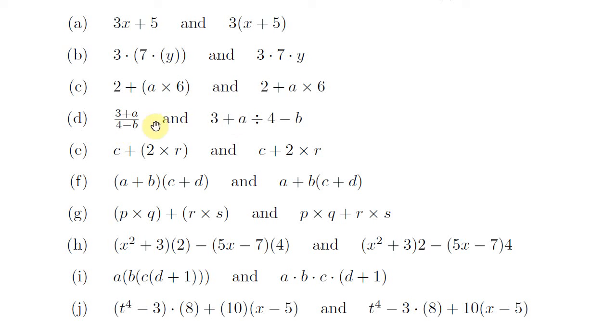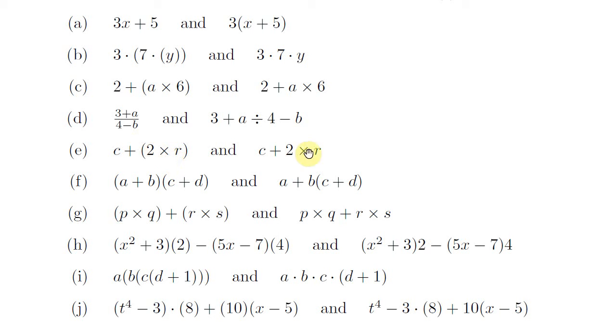In part D, these two expressions are actually not the same because in this second expression, the division happens before the addition or subtraction. And over here, what happens is this expression 3 plus a divided by 4 minus b, you could actually write it to look something more like this, but then you'd need parentheses around the numerator, 3 plus a, and you need parentheses around the denominator, 4 minus b.